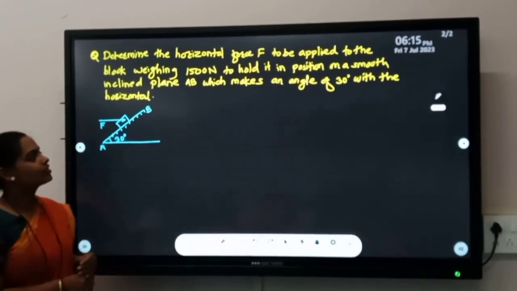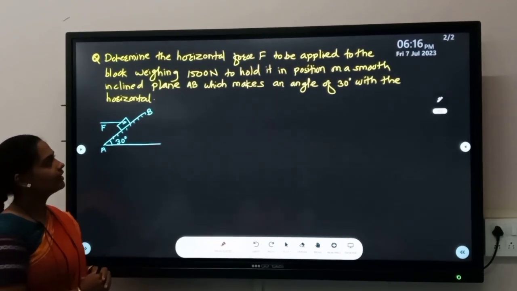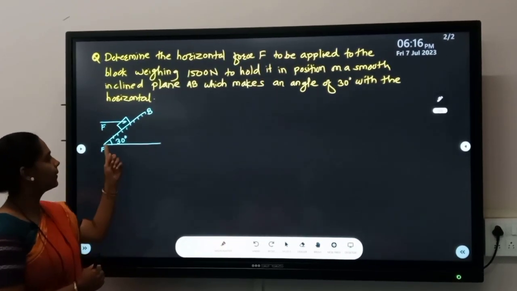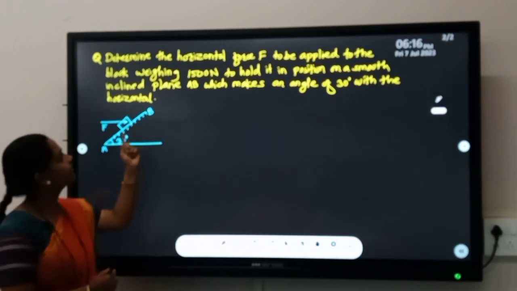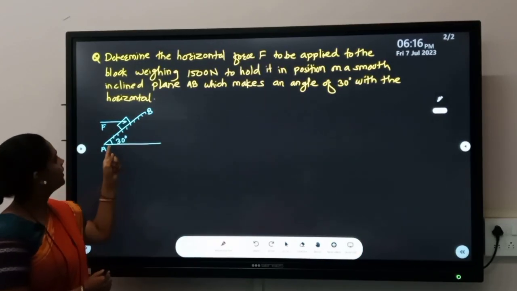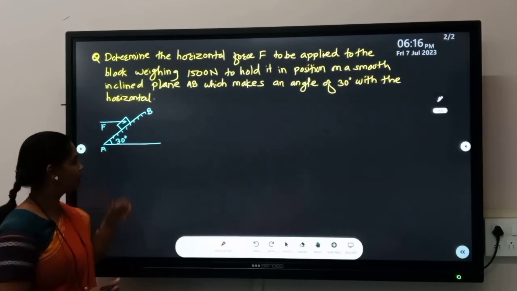Hello friends, today we will see a numerical based on Lami's theorem. Determine the horizontal force F to be applied to the block weighing 1500 Newton to hold it in position on a smooth inclined plane. That means AB is a smooth inclined plane, there is no presence of friction, which makes an angle of 30 degree with horizontal. First of all, we will draw the FBD for the particular block.